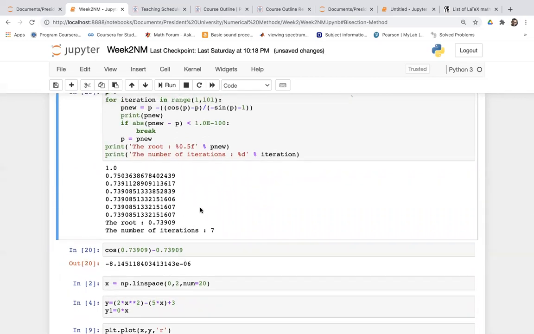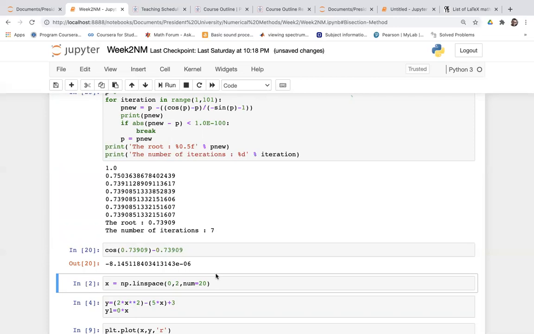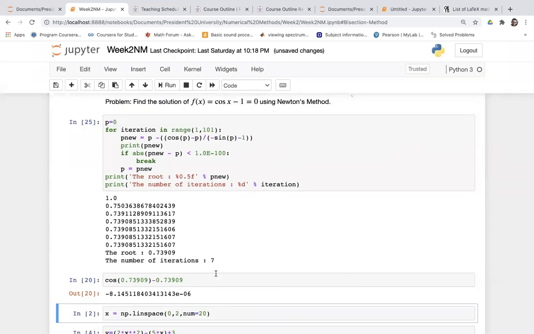Until power -100, it's already converged. This is the maximum, or the closest value that the computer can give. This is the closest value to the root that the computer can give. The computer cannot give more accurate than this value. Yeah, it's already power -6. Okay, you get it? Any question?